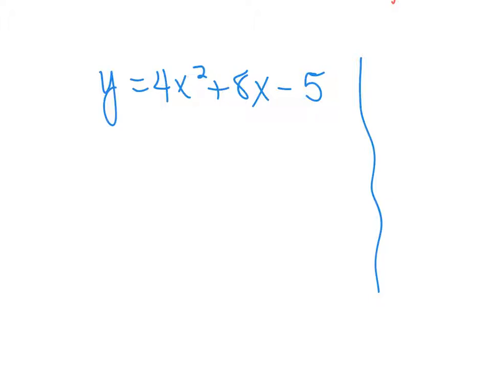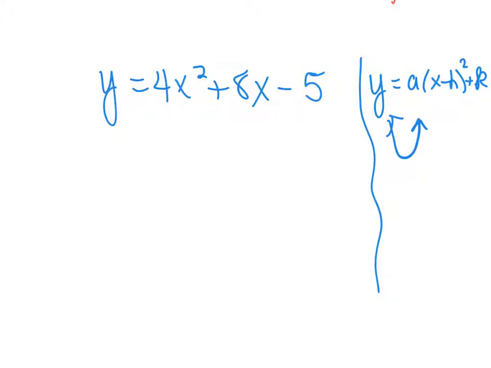For those of you who want to see number 2, y is equal to 4x squared plus 8x minus 5. This is going to be a parabola facing up. So here is standard form, y equals a times x minus h quantity squared plus k. It's positive, so it's going to look like this.